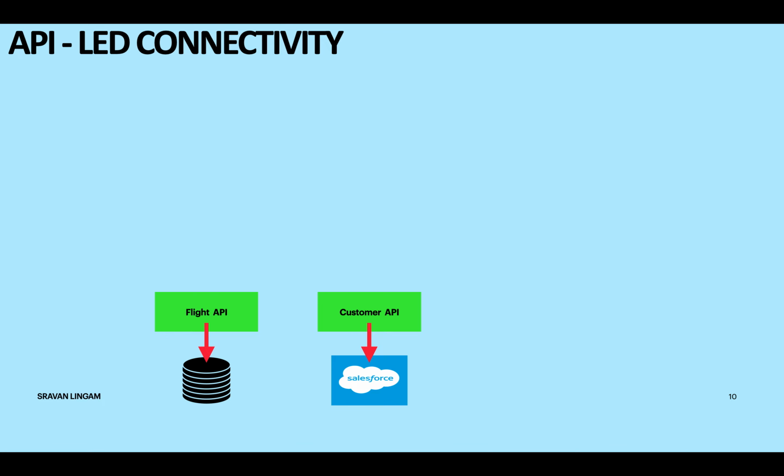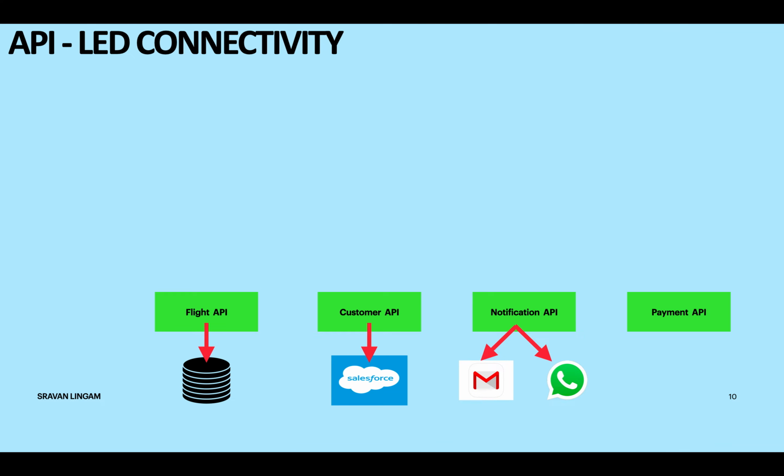So now we have two different systems: one is an Oracle database, and the other is the customer API, which connects to Salesforce. And there is a notification API, which sends notifications to email or WhatsApp. We have another payment API, because we have to do payment transactions, and for that we are calling a Visa API. In this case you can see each one of the APIs is connecting to a different system. When I say system, it can be a database, Salesforce, Gmail or Visa. We call them underlying systems.